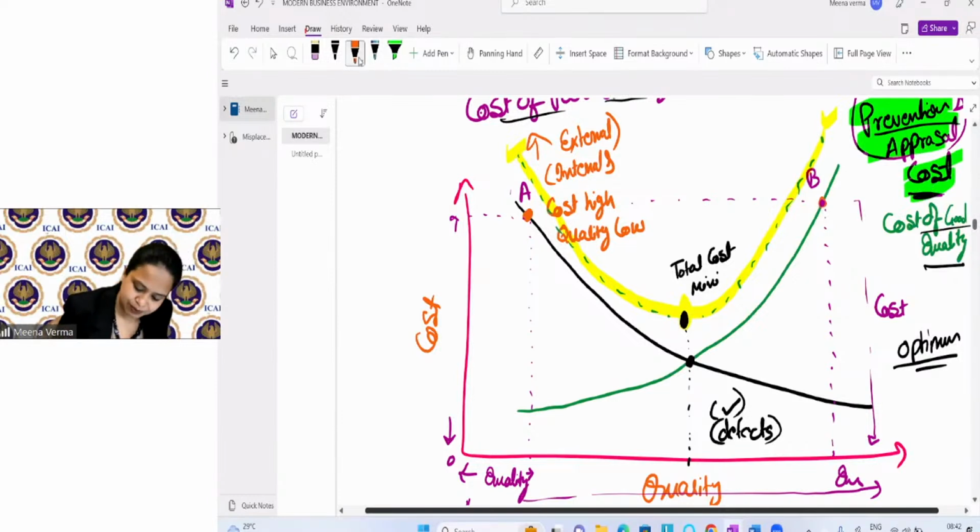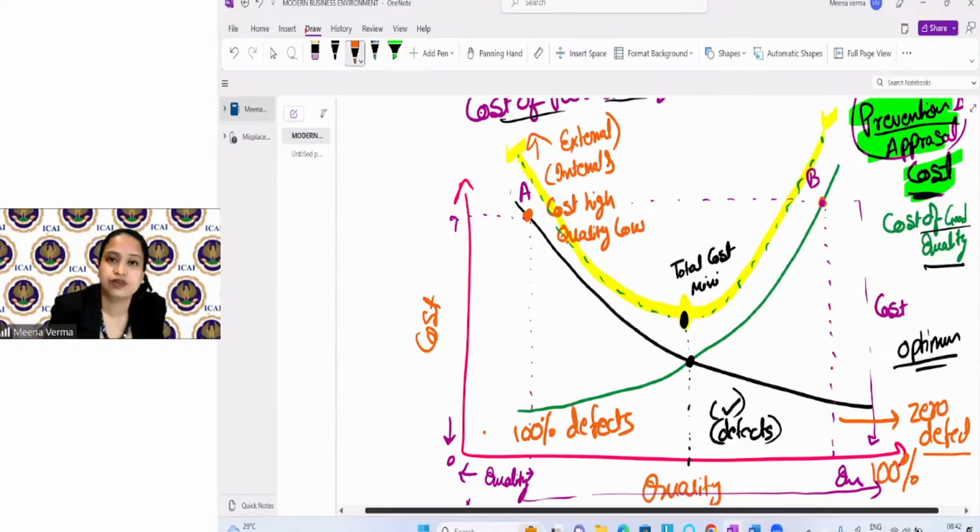But yes, when the prevention is high, at this point your quality will be 100%, right? Zero defect, or you can say this is a point where you have zero defect. Your prevention is so good, so perfect that you are producing zero defective units. And if you go to this point, 100% defective units, 100% defect. Why 100% defects? Because at this place you are allowing defective units to be produced.